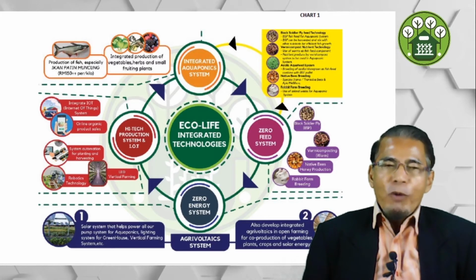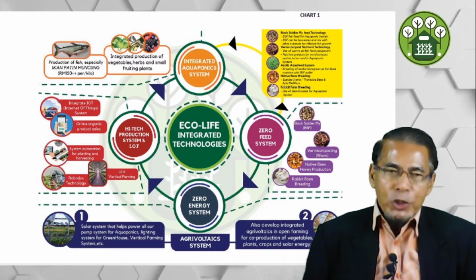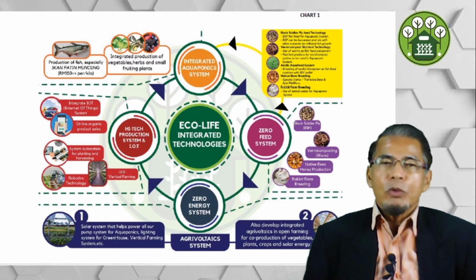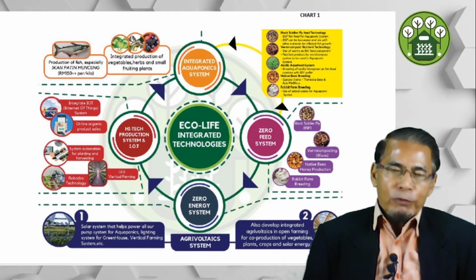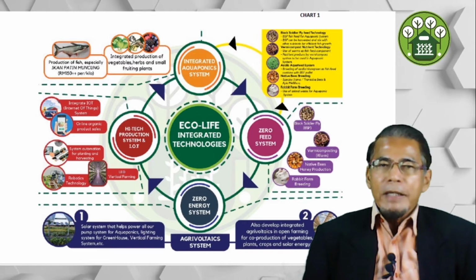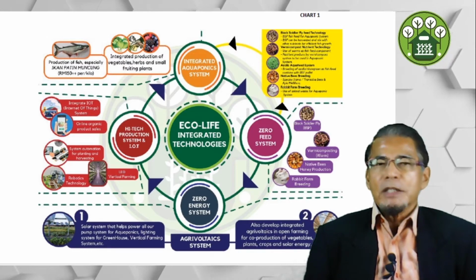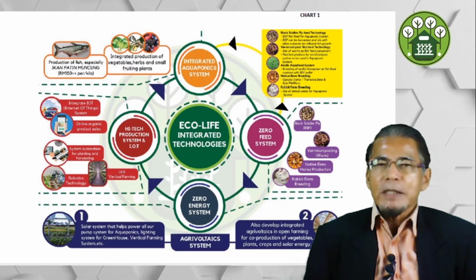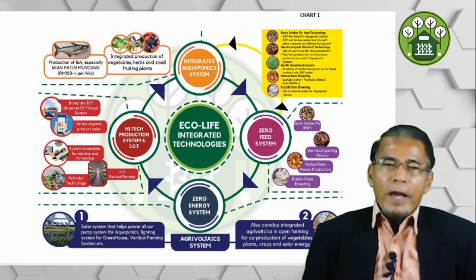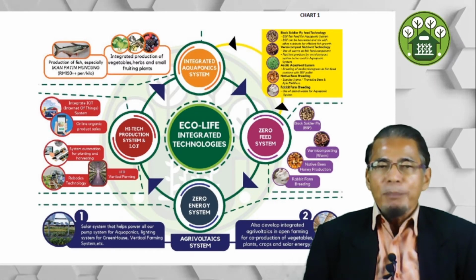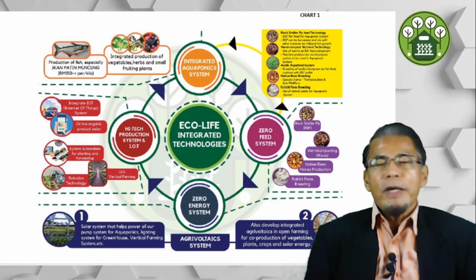So in aquaphonic, we rear fish, and the fish waste is used to fertilize the vegetables and the fruits. Alright, whether it is fruiting vegetables or also fruits under aquaphonic fertigation system, which I will explain much later as we go into detail of the technology. So in Ecolife integrated technology, the second principle is the zero feed system. What do you mean by zero feed system?